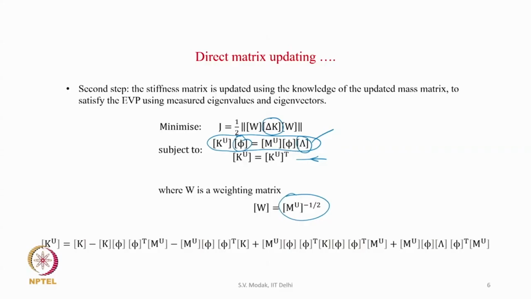So, this is the expression. On the left hand side we have Ku, which is the updated stiffness matrix, and on the right hand side we have matrix K, which is the stiffness matrix of the initial FE model, then matrix phi, which is the measured eigenvector matrix, then the matrix of measured eigenvalues, and then Mu, which is the updated mass matrix. These are the various matrices appearing on the right hand side, and these are all known, and hence we can compute the updated stiffness matrix using this equation.